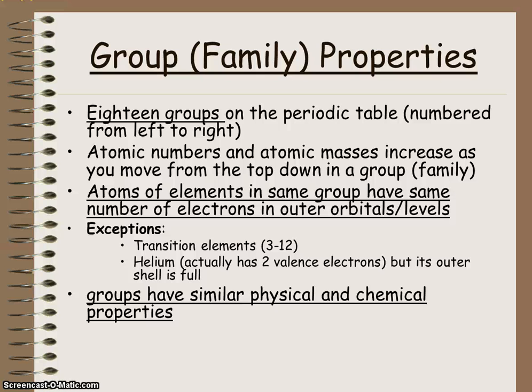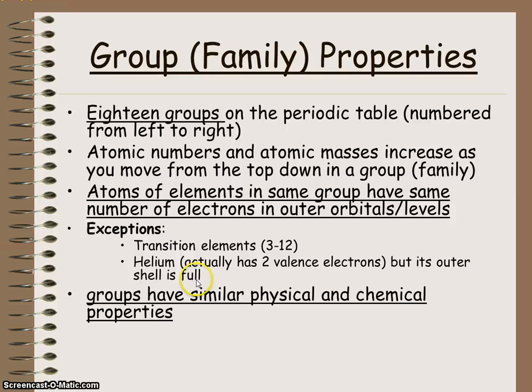Elements in the same group or family have the same number of electrons in that very last outer shell, which will be very important soon, and we will talk about that. But it's important for you to know that atoms of elements in the same group or family, that column, have the same number of electrons in their outer shell. And those outer shell electrons are responsible for chemical properties. Those are responsible for how they react with other elements, other atoms, and that is important.